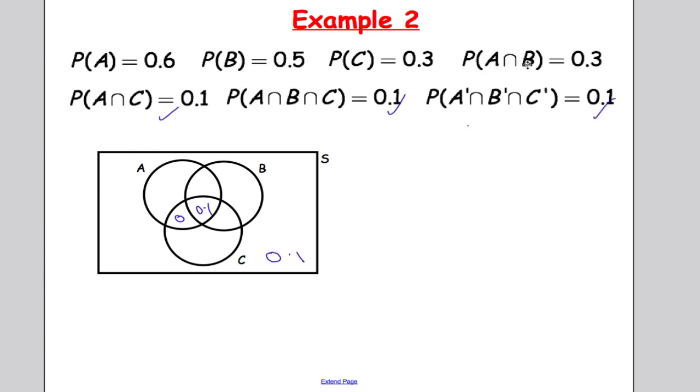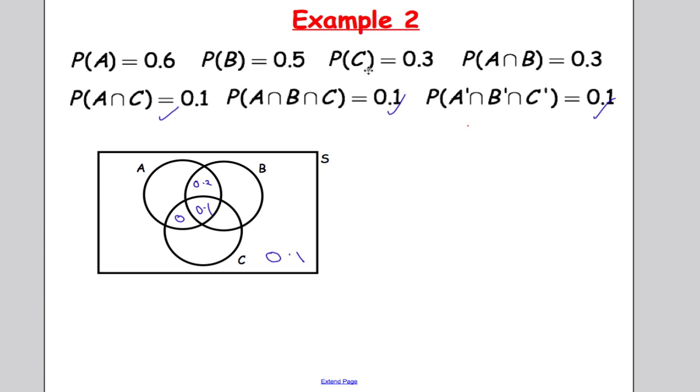Right, what about this? A intersection B is 0.3. So this region here, where A and B intersect, is 0.3. If this part is 0.1, that means this bit must be 0.2.